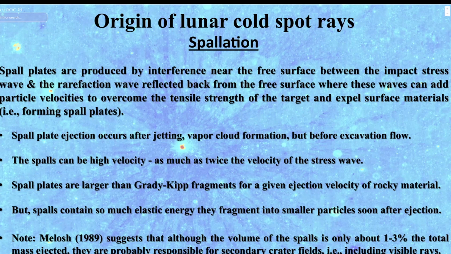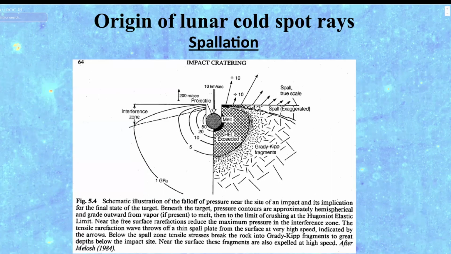So Melosh does suggest that although the volume of spalls is only about 1 to 3% of the total material, they're probably responsible for secondary crater fields, including visible rays. Of course, 1989 was before cold spots were discovered. So here's a diagram showing the spall generation. It's basically a lifting of the pre-existing material around the crater by the expanding pressure wave.